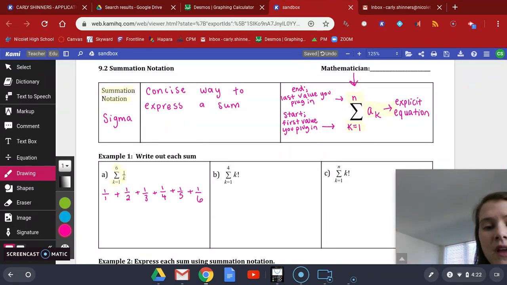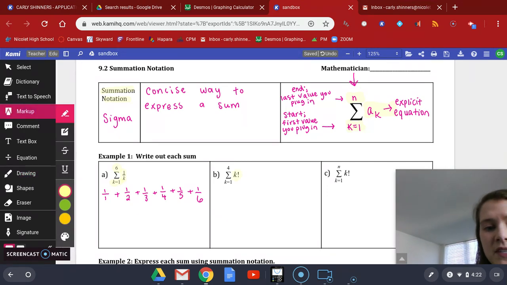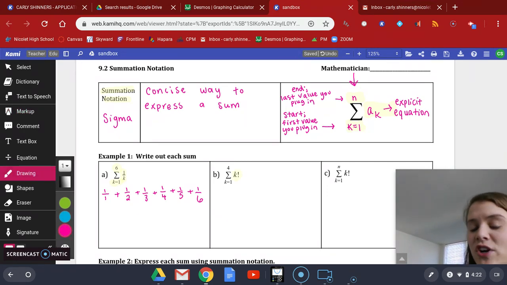Letter B, this is my explicit equation. And I'm not sure if you've seen that before. It's not just a K that's very excited. That is called a factorial. I don't know if you've seen these before. If not, it's called a factorial.